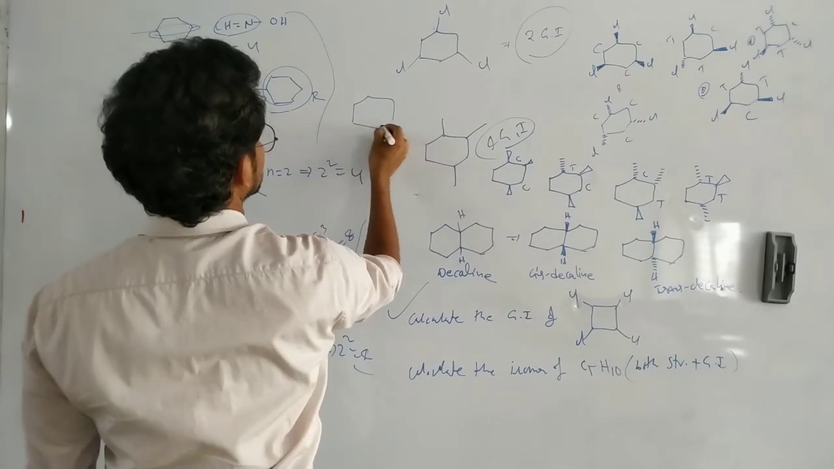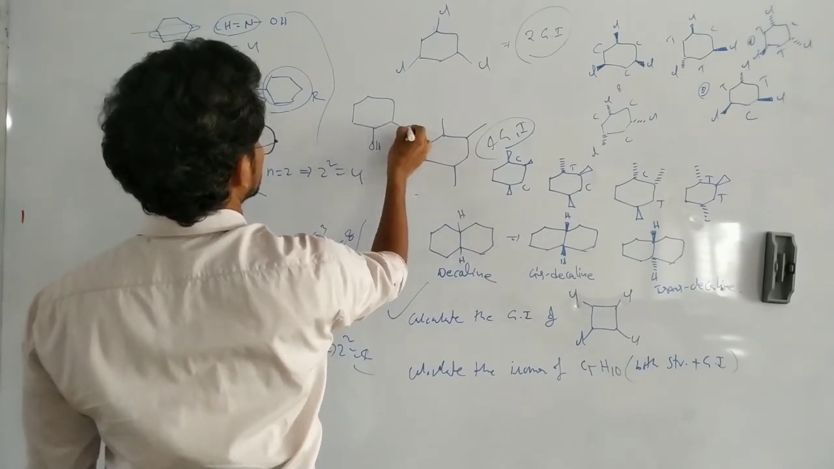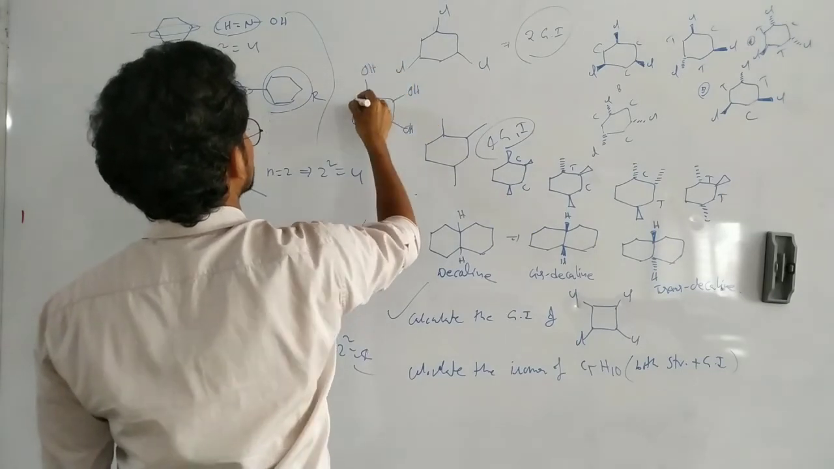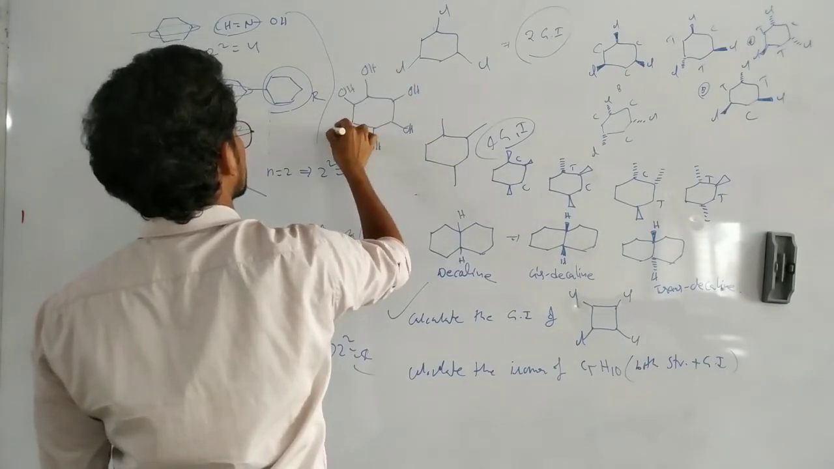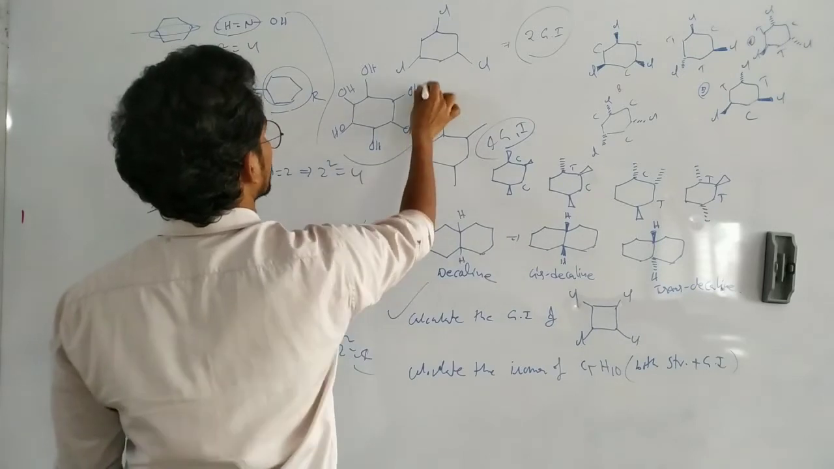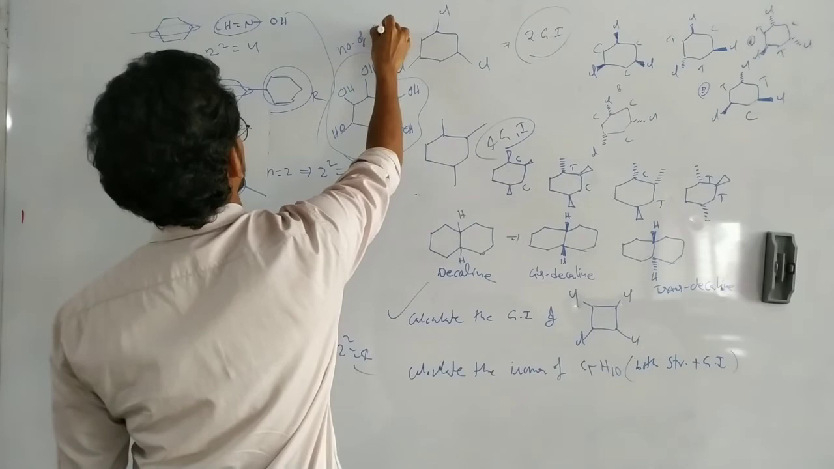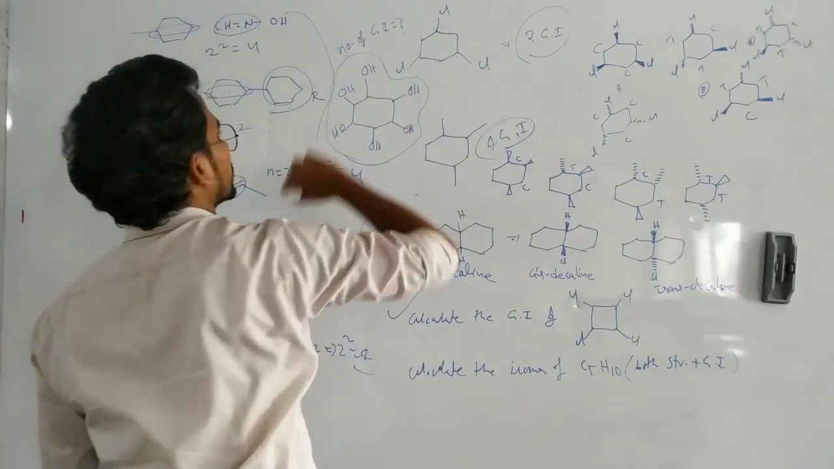this compound you can see are OH, OH, OH. Here OH, here OH, here OH. This compound has how many geometrical isomers? Calculate the number of geometrical isomers for this one.